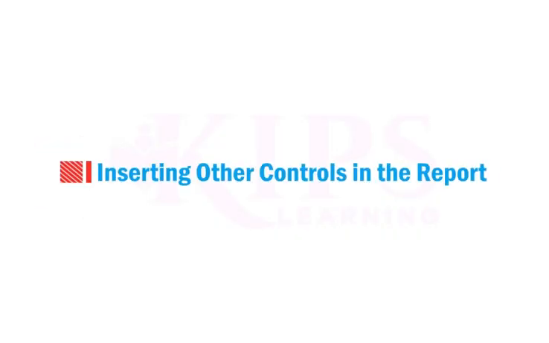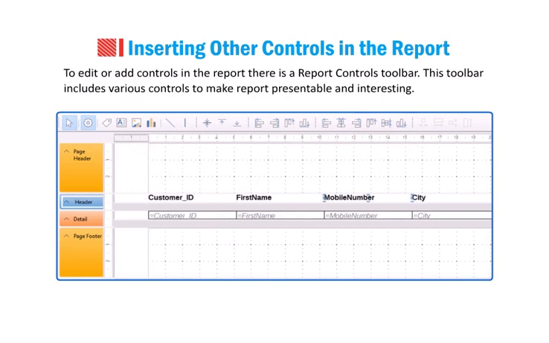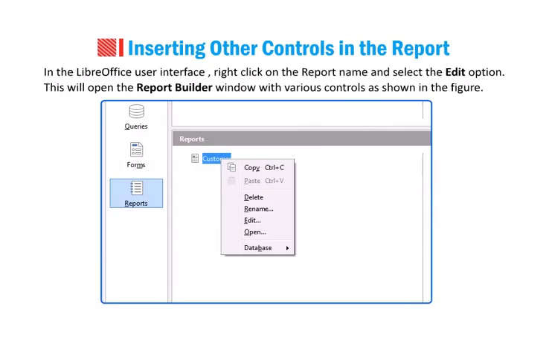Students, let us learn how to insert other controls in the report. To edit or add controls in the report, there is a Report Controls toolbar. This toolbar includes various controls to make report presentable and interesting. In the LibreOffice user interface, right-click on the report name and select the Edit option. This will open the Report Builder window with various controls as shown in the figure.